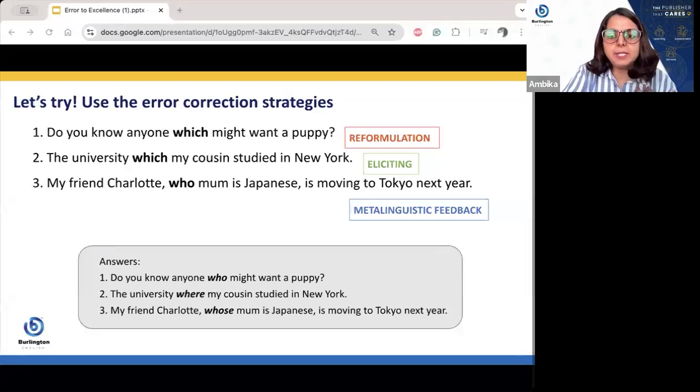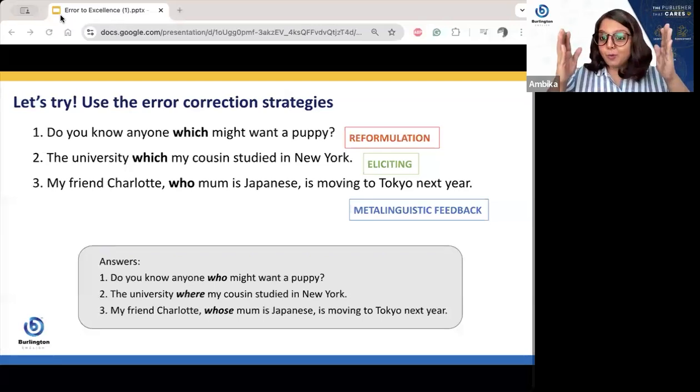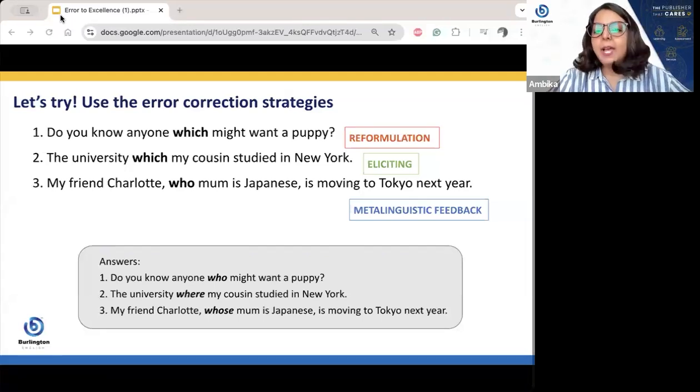I think I have a question here. So meta-linguistic feedback is something that completely revolves around your grammar terminologies, and it is something that you always emphasize on the rule. And for this, you will definitely need the students to be aware of what a verb is, or if you're talking about relative pronoun, you may need to make sure that they know what a relative pronoun is. Okay, I hope I've answered that.